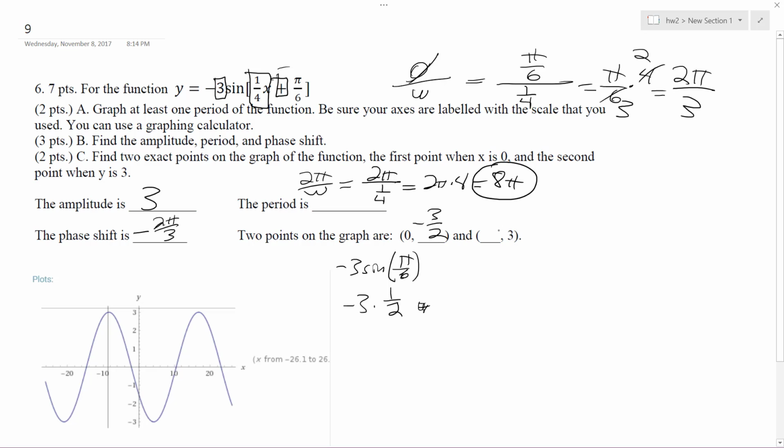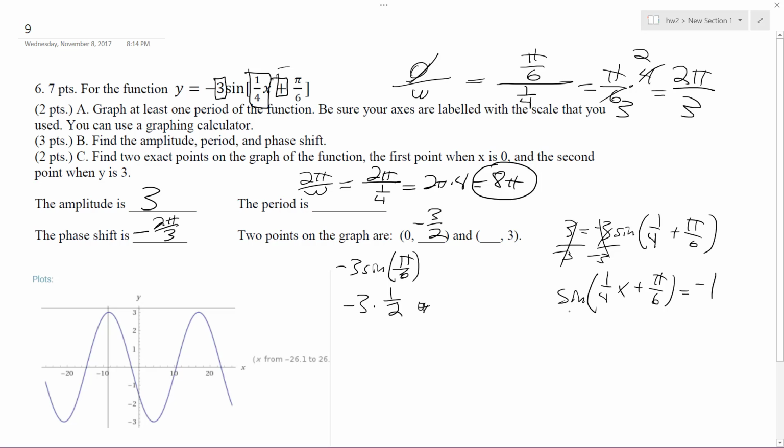What do you have to plug in to get 3? I don't know. Just give me a second. So 3 is equal to negative 3 sine of 1/4 x plus pi over 6. So divide by negative 3, so that gives me negative 1. So sine of 1/4 x plus pi over 6 equals negative 1.